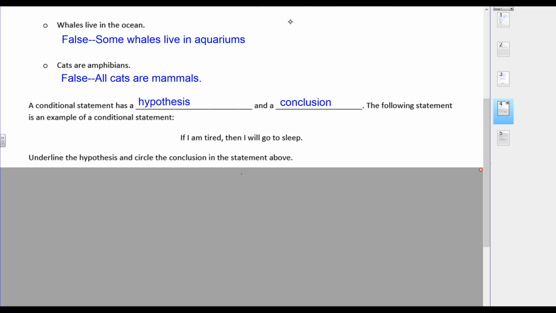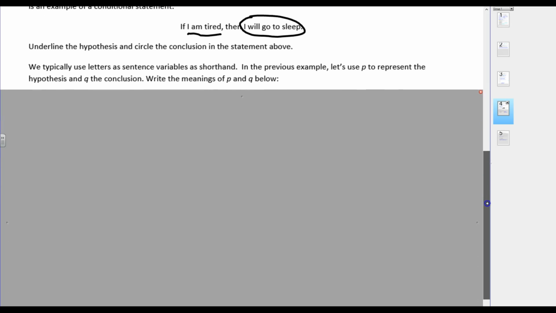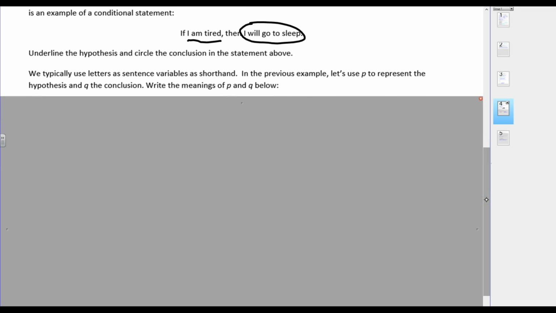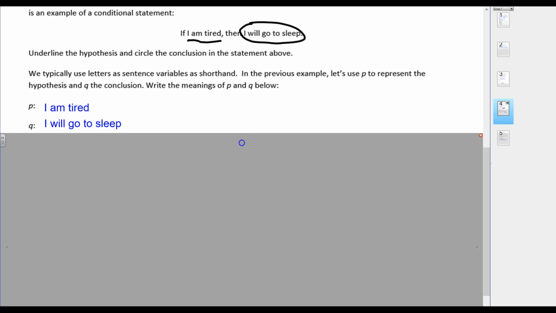I want us in this to underline the hypothesis and circle the conclusion. The hypothesis is the part after the if: I am tired. And the conclusion is the part after the then: I will go to sleep. So we actually use shorthand to designate our hypothesis and the conclusion. We use P to represent the hypothesis and Q for the conclusion, where P is I am tired and Q is I will go to sleep.